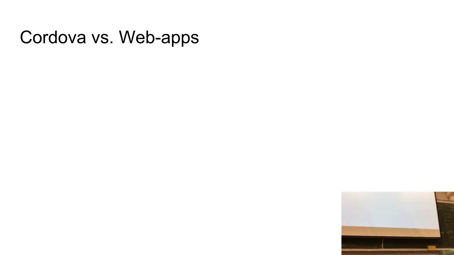So we briefly mentioned Cordova and a web app accessed by the browser. So what's the difference between something that is packaged into a standalone app and distributed, and something that is accessed within the browser? When would you use what?